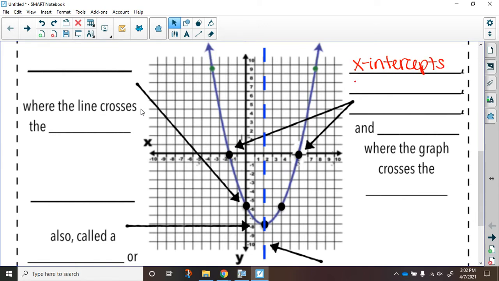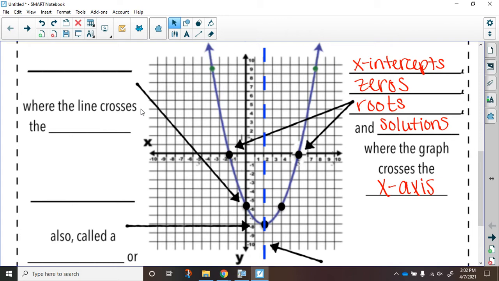These are the same as our zeros, roots, and solutions. And again, this is where the graph crosses the x-axis. If we don't cross the x-axis, then there is no solution.